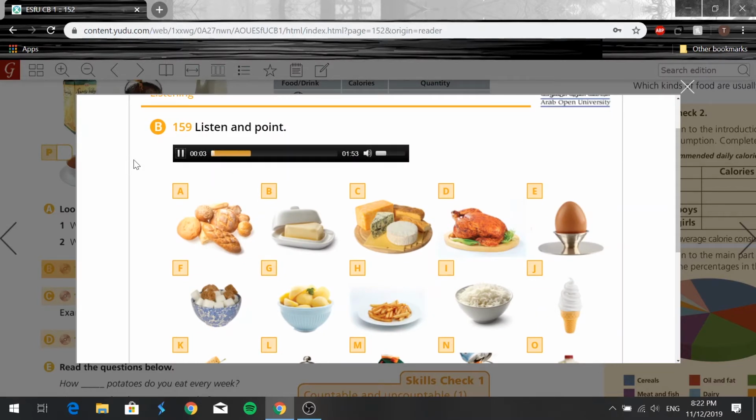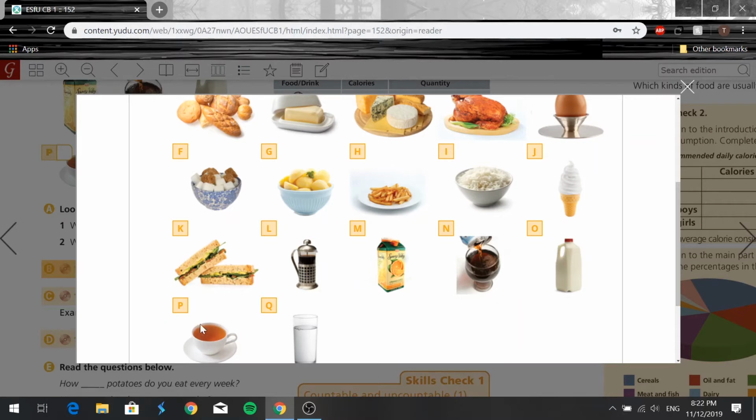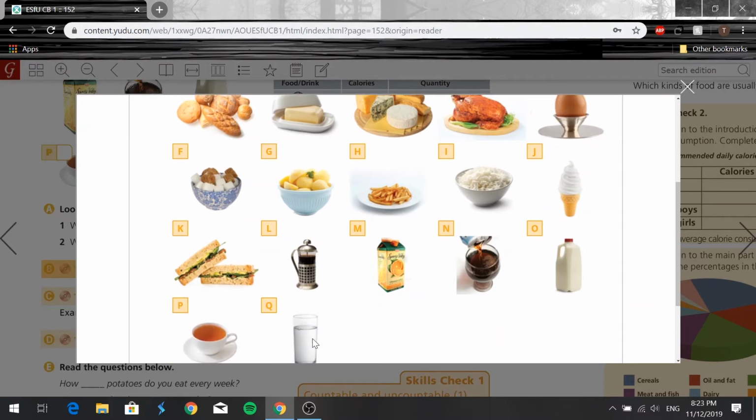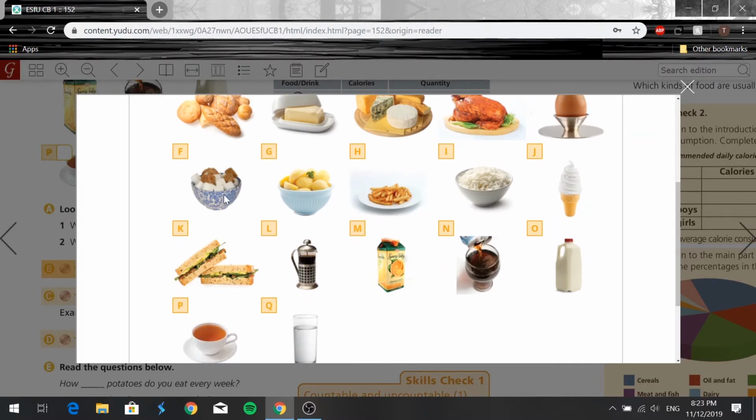159. Unit 10. Nutrition and Health. Lesson 1. Listening. Exercise B. Listen and point. Ice cream. Rice. Bread. Chicken. Milk. Tea. Sandwiches. Butter. Eggs. Water. Orange juice. Coffee. Cheese. Sugar. Potatoes.